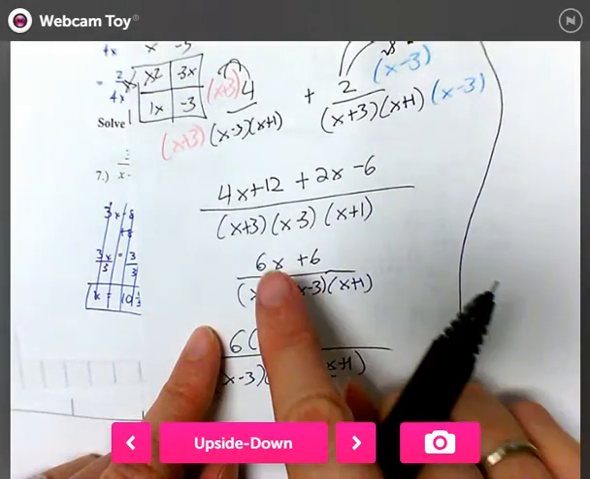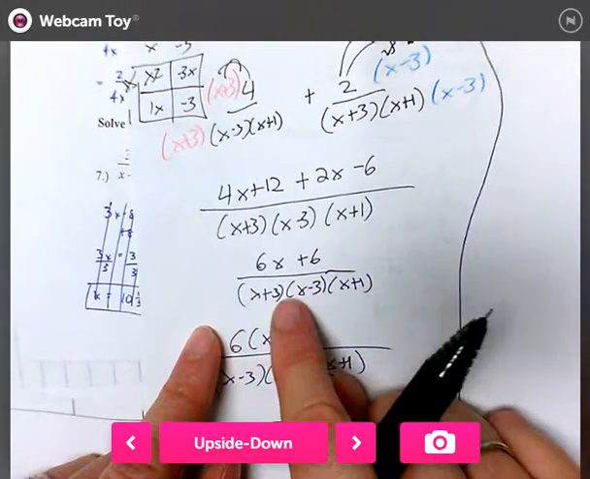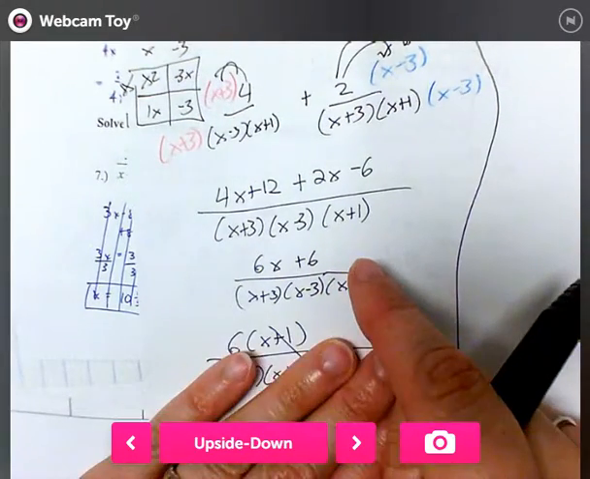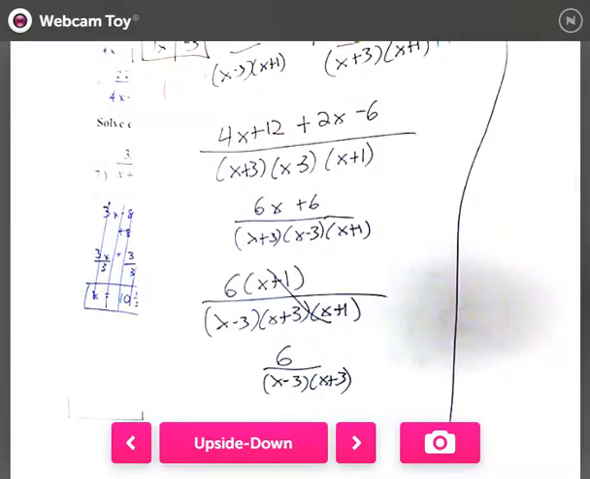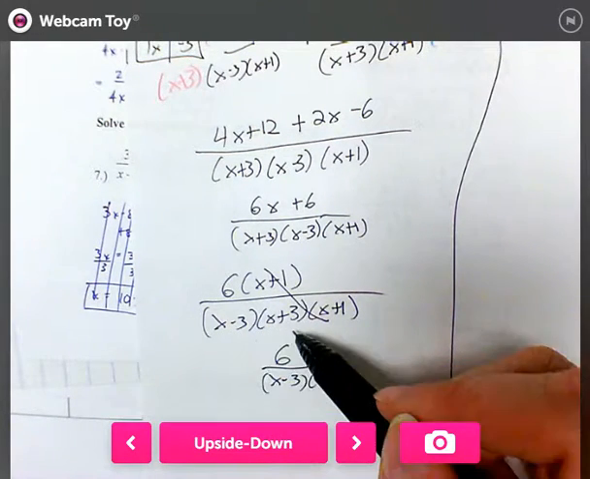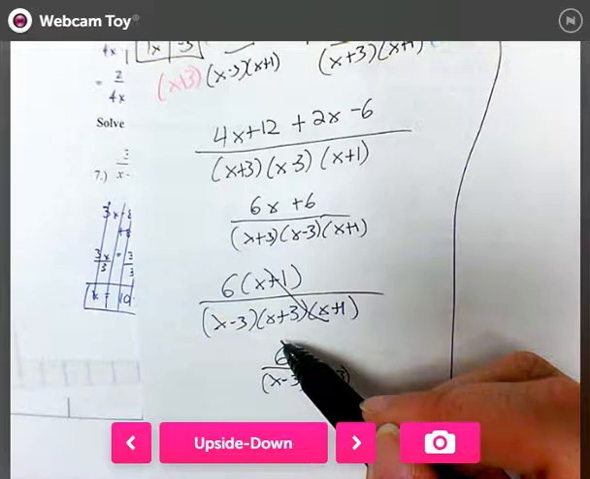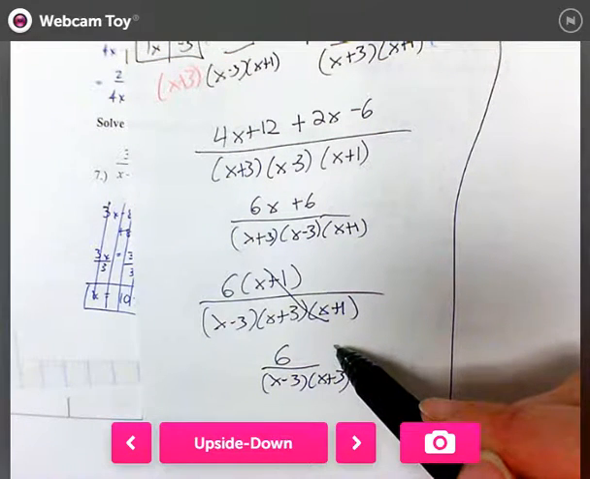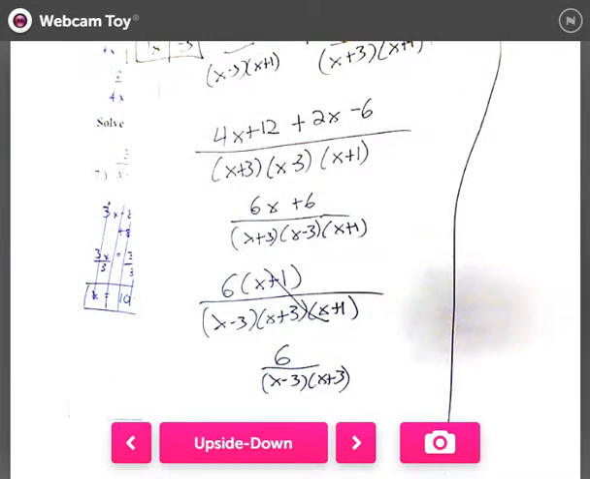So I get 6x plus 6 over x plus 3 times x minus 3 times x plus 1. What can I take out of the top right here? A 6. So I get 6 times x plus 1 all over x minus 3 times x plus 3 times x plus 1. So I can cancel out the x plus 1s, leaving us 6 over x minus 3 times x plus 3.